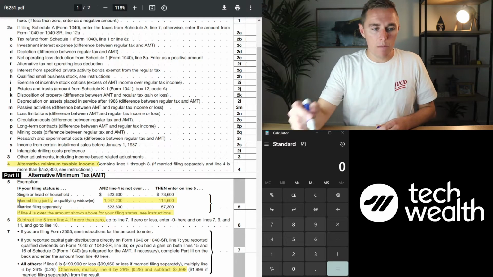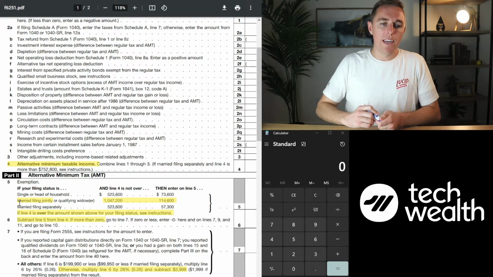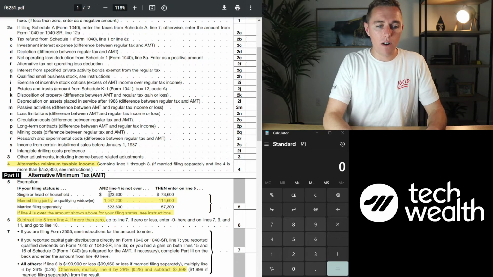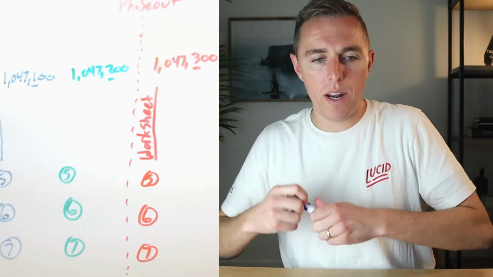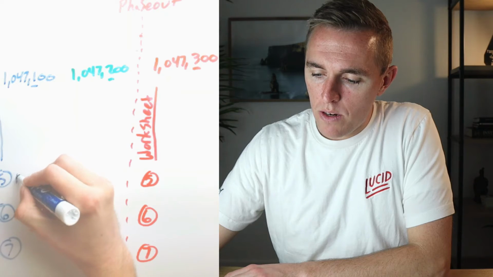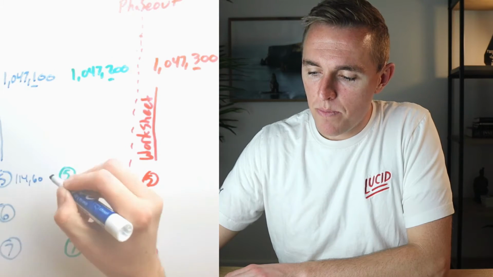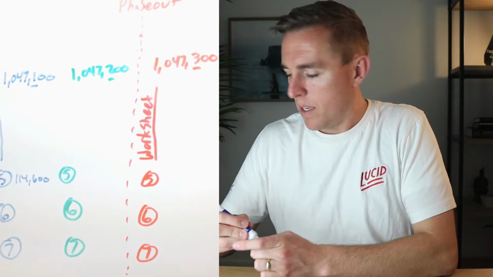So number 5 says, if you're married filing jointly and line 4 is not over that number right here, $1,047,200, then on line 5, you're going to put $114,600. So let's go ahead and jump over to the whiteboard and do just that. $114,600.